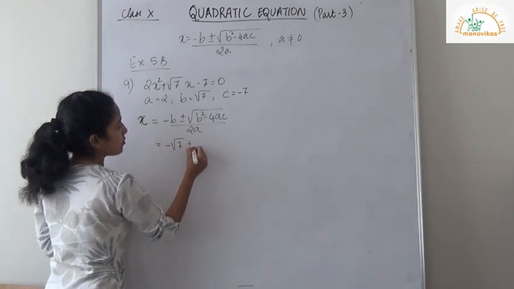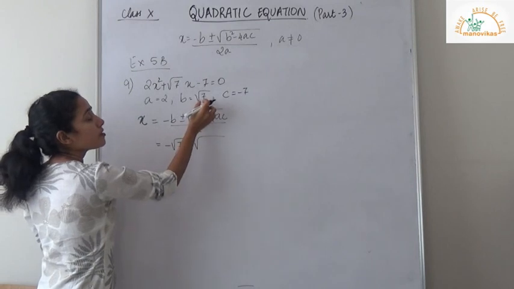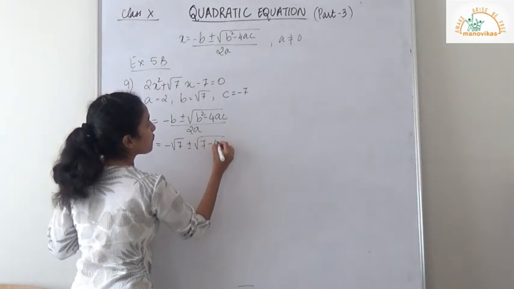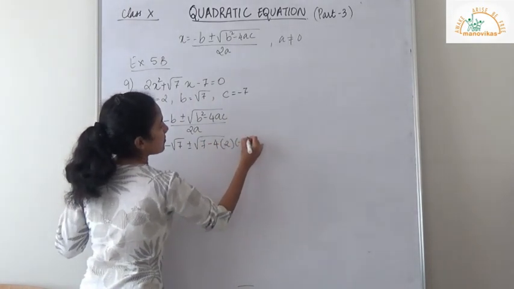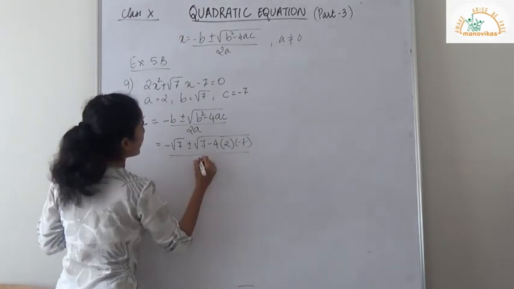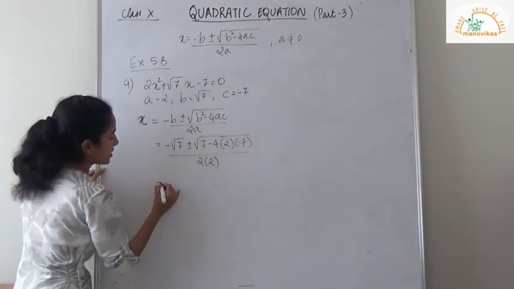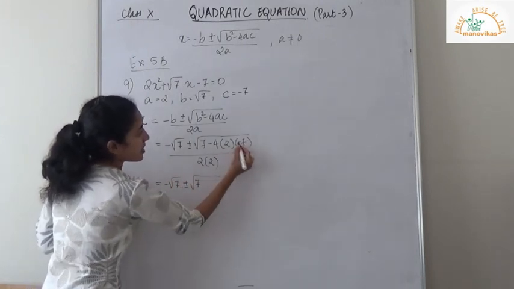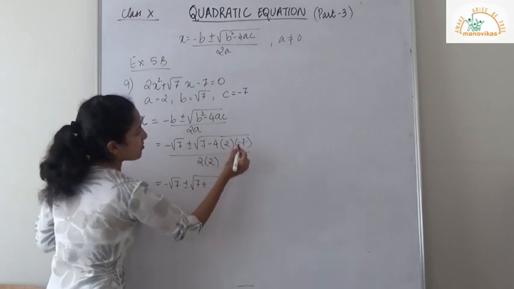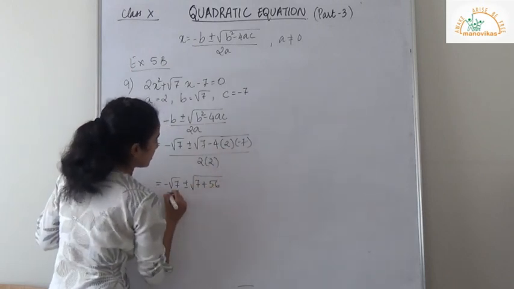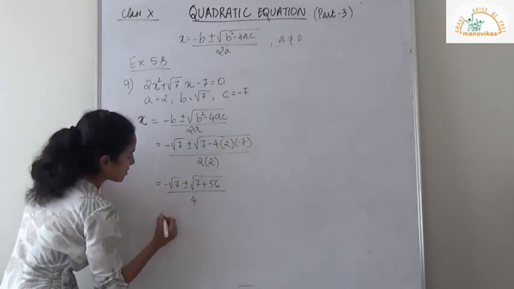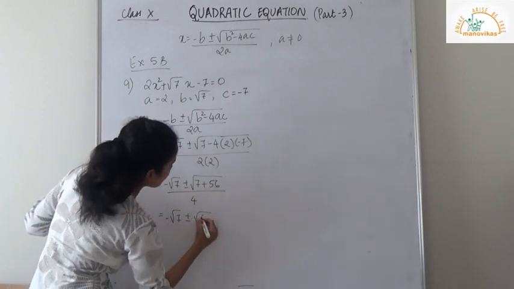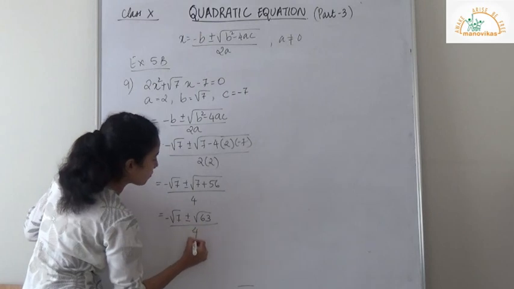negative root 7 plus or minus square root of the square of root 7, which will be 7, minus 4 times a and minus 7, divided by 2 into 2. So that is nothing but minus root 7 plus or minus square root of 7, negative into negative will make it positive, and this will be 56, divided by 4, which is nothing but minus root 7 plus or minus root 63 divided by 4.